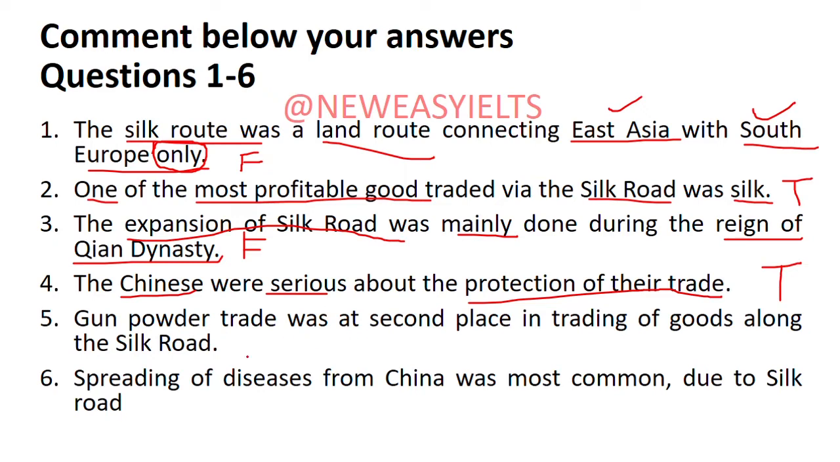Next is gunpowder trade. Okay, gunpowder trade was at second place in trading of goods along the Silk Road. Okay, now there is a position of the goods. We now know that the first or the biggest trade was of silk and then of some other things.